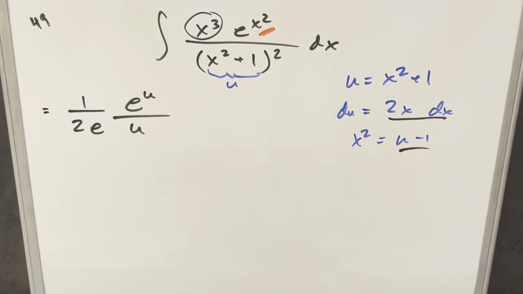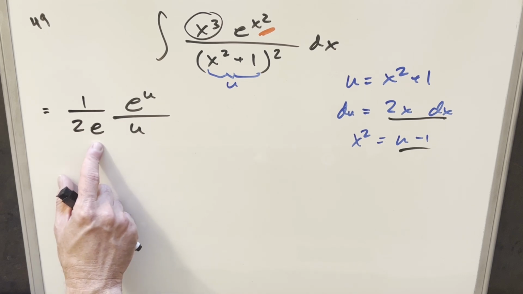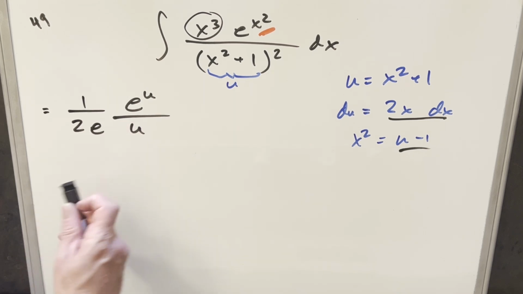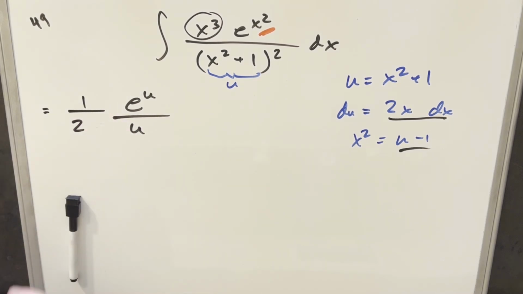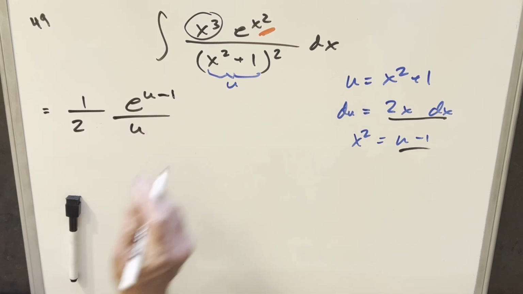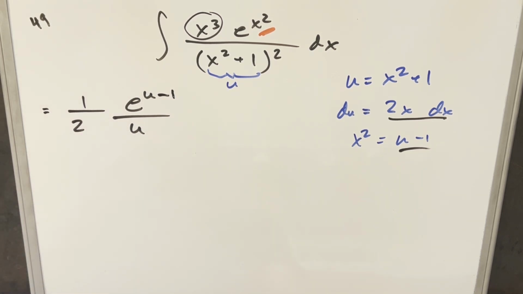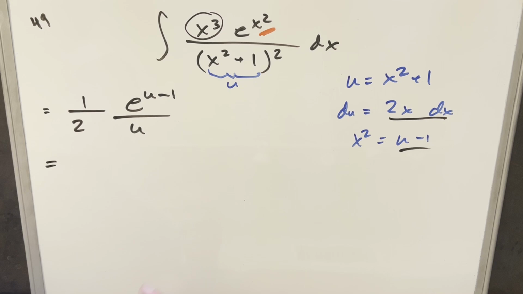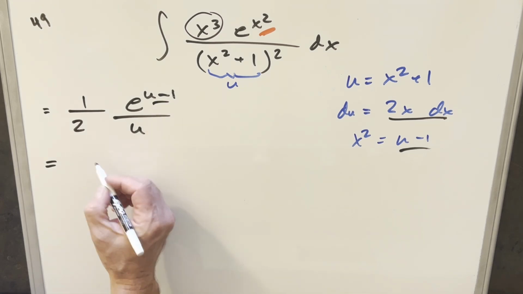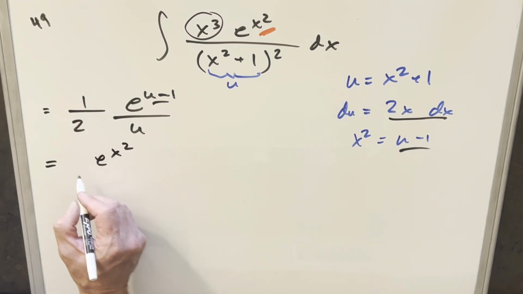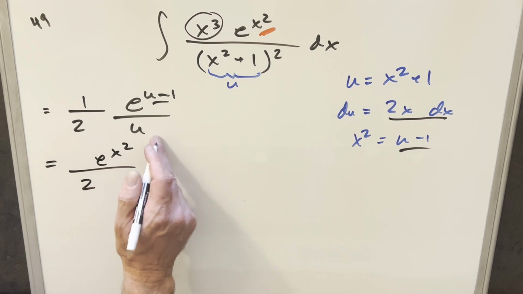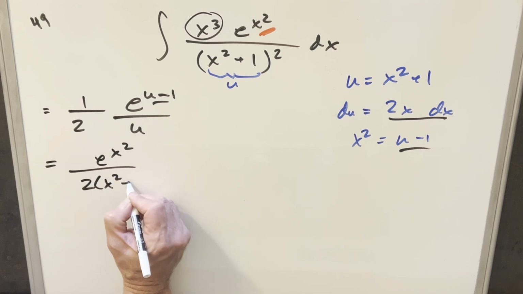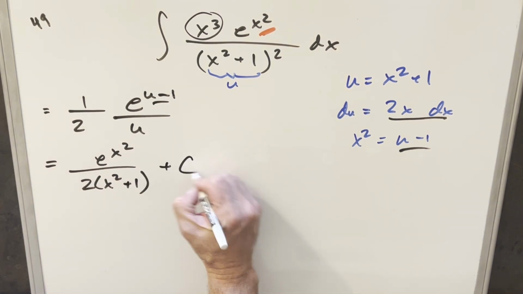Okay, one thing I want to do before we finish is take this e and divide it into this e right here. So we can write this as e to the u minus 1. Just notice we never needed to pull this e out. It just sometimes helps with clarity to have a nicer exponent, but it was a totally optional step as we just put it back in the end anyway. Now let's back substitute for this u minus 1. We have x squared, so this becomes e to the x squared over 2 times our u value, which is x squared plus 1. Add a plus c, and that's it.